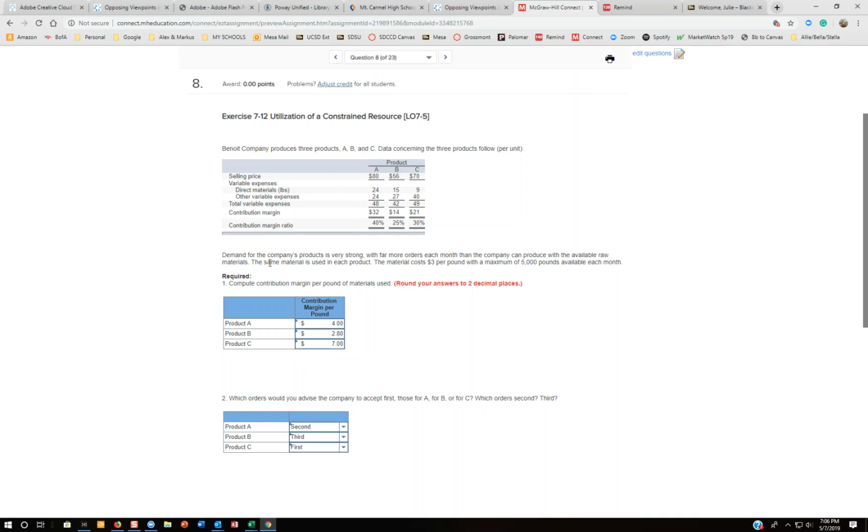And then they say that there's very strong demand for the products, and they can produce more than the raw materials that they have available, and the same materials are used in the product. And in my case, the material cost is $3 per pound. Yours will probably be a little bit different, and I have a maximum of 5,000 pounds available to make my product. So what I did is, you can see that I have an $80 selling price, $32 contribution margin, 56, 14, 7, and 20.